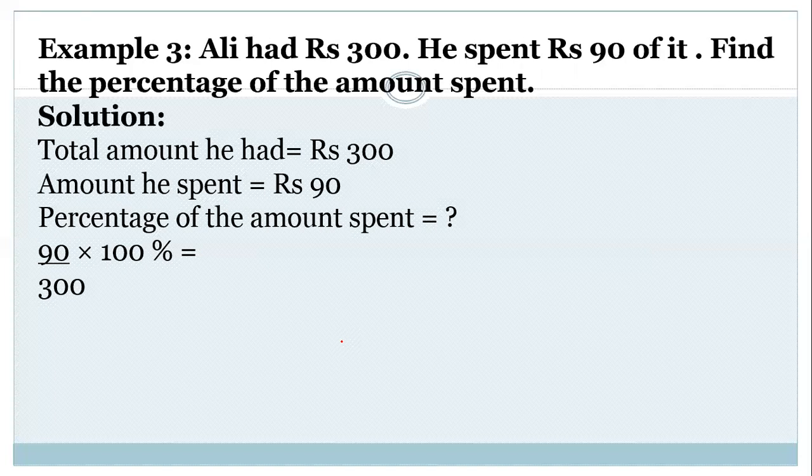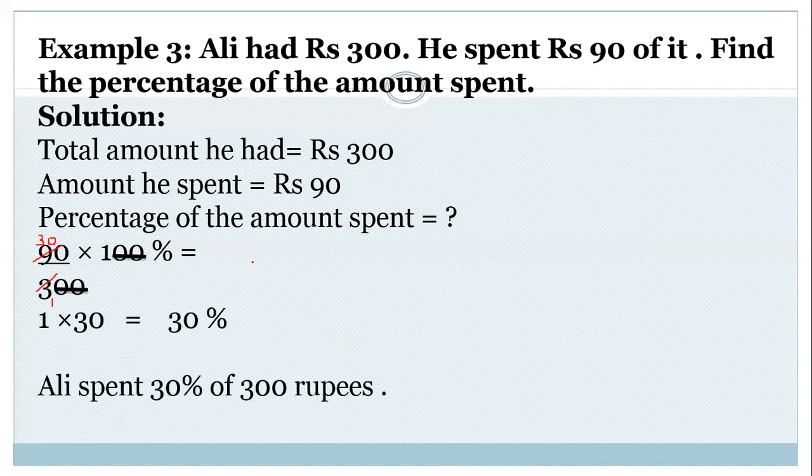Here, these zeros are going to cancel out each other as simplification. 3 ones are 3 and 3 30s are 90. 1 multiplied by 30 will be 30%. So, Ali spent 30% of 300 rupees.